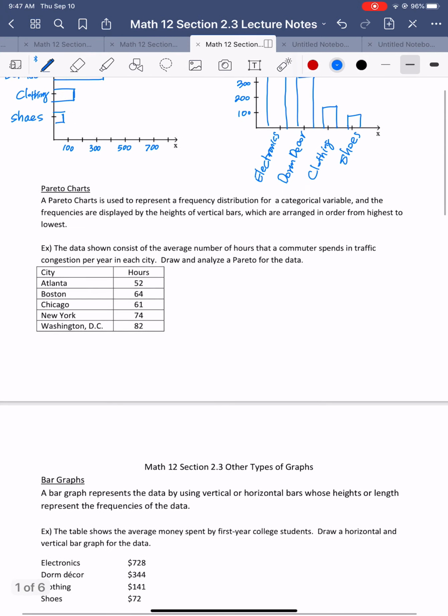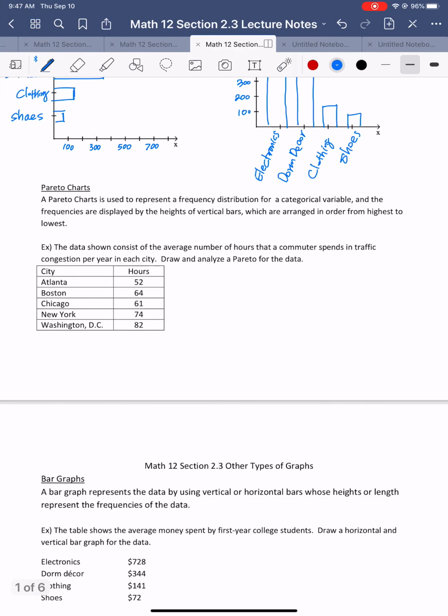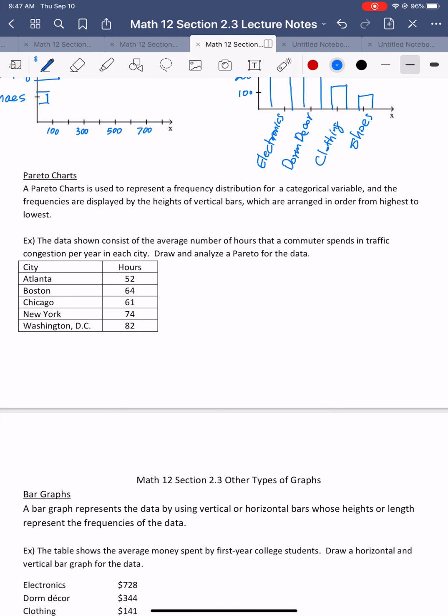Now, a Pareto chart is used to represent the frequency distribution for a categorical variable. The frequencies are displayed by the height of vertical bars, which are arranged in order from the highest to the lowest. The important thing for the Pareto chart is that we always arrange the bars from the highest to the lowest.